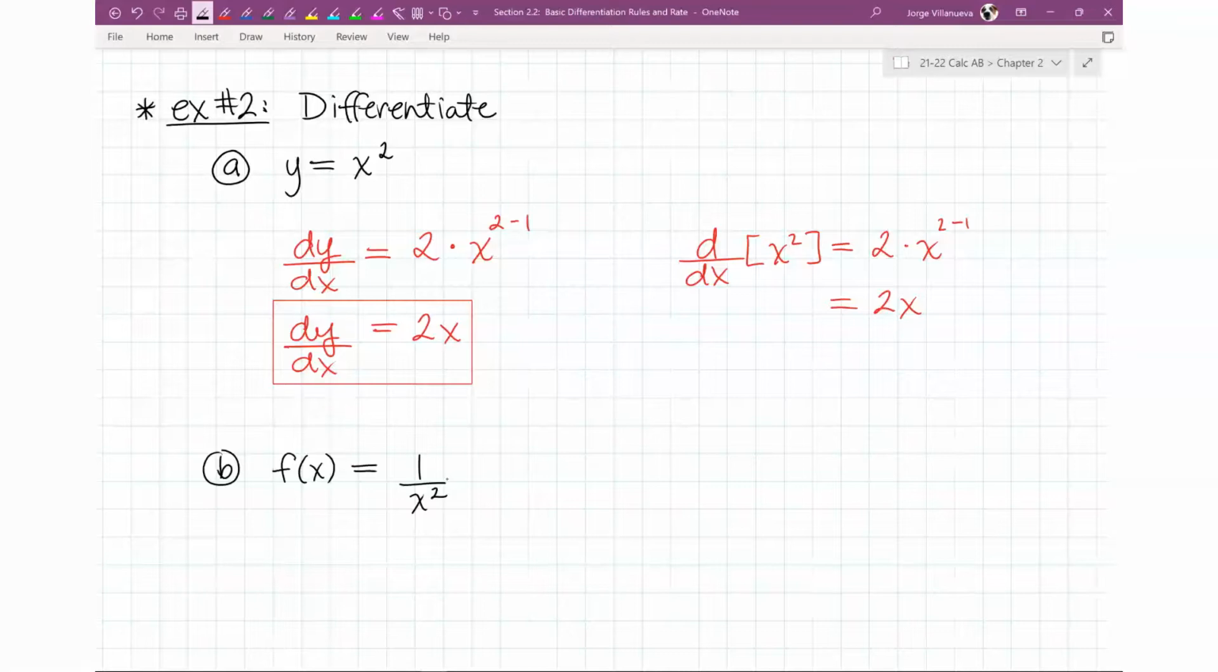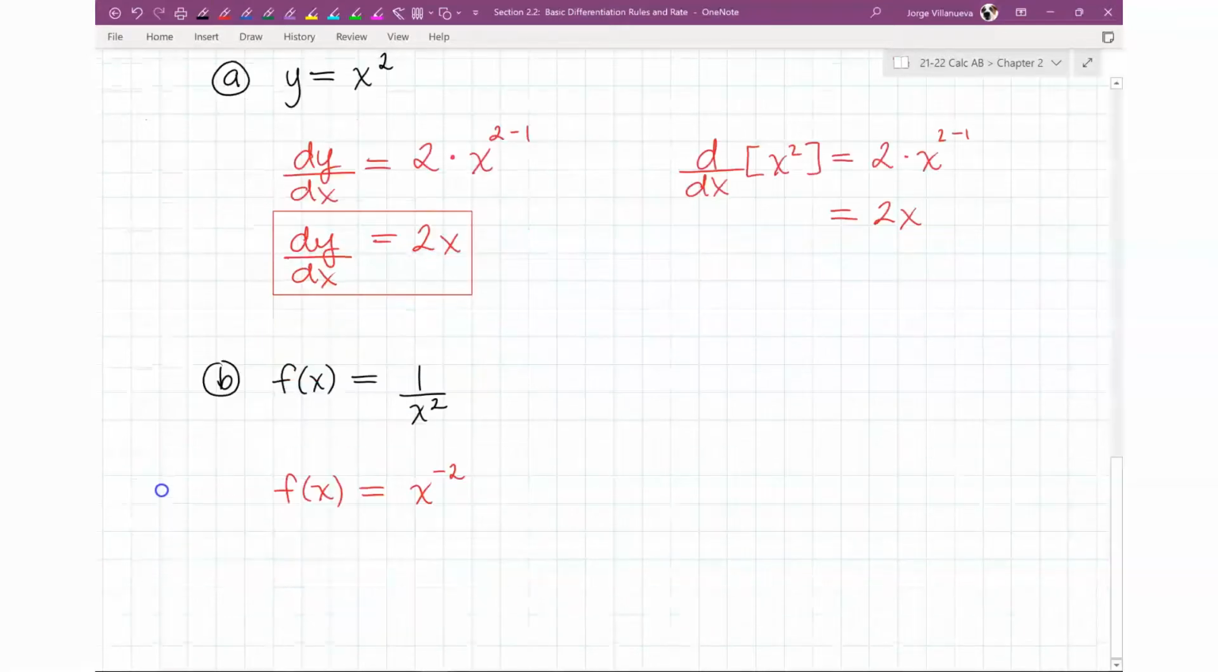So what I'm going to do is rewrite it. I'm going to write it as x to the negative 2. That's the same thing, right? Just a way to rewrite the power. So now that it looks like that, I can actually take a derivative of this.